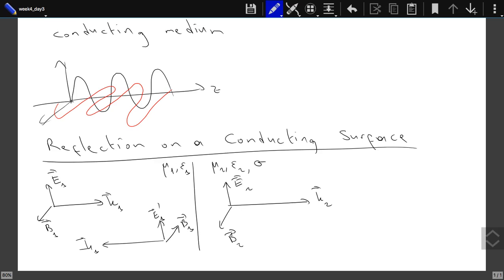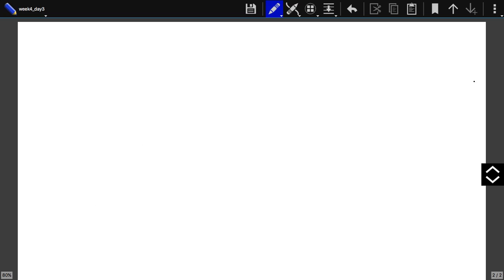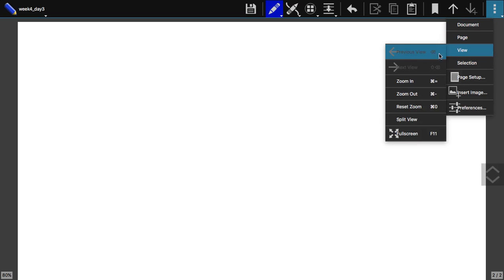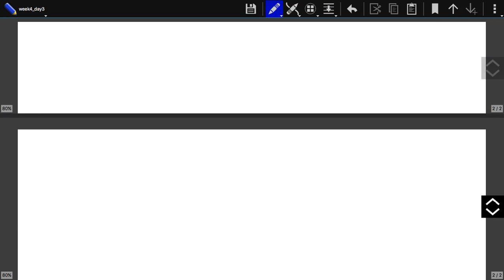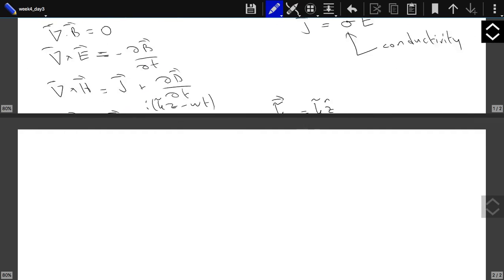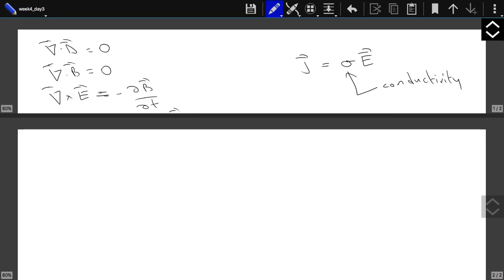Now, what will be the boundary conditions? So you see, these are what we expect our solutions to be. Now, to determine the reflected wave and the transmitted wave, we just need to match the solutions on the boundary using our boundary conditions. Now, if you go back to our Maxwell's equations in medium, well, let me put rho over here.